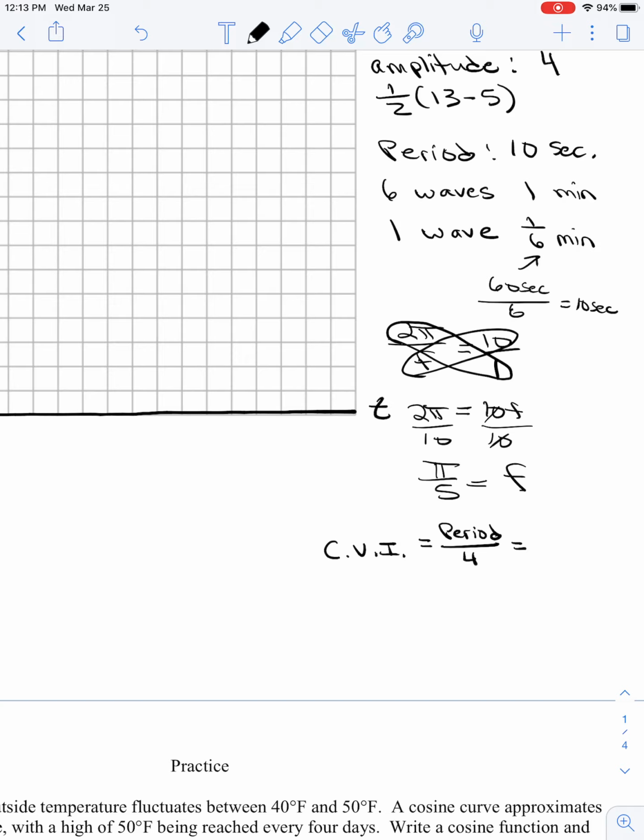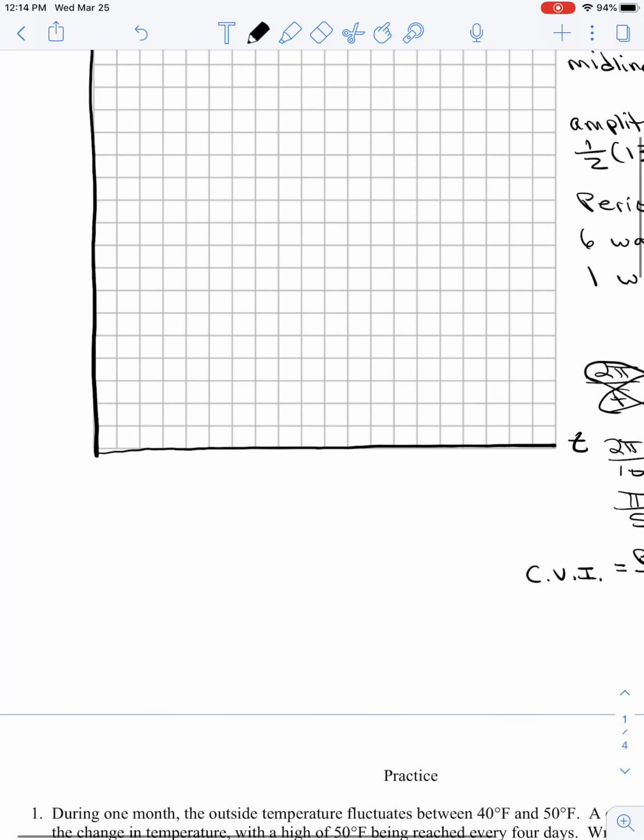So I'm going to go back up here. My period was 10 seconds, so 10 divided by 4 is the same thing as 5 over 2, or 2.5 seconds. So I should be plotting a point every 2.5 seconds, and I'm plotting from 0 to 30 seconds. So I'm going to start here on my x-axis or my t-axis right here at x value or t value of 0. And then this first tick mark is going to be 2.5 seconds, then 5 seconds, 7.5 seconds, 10 seconds, and so on. So each tick mark is going up by 2.5.